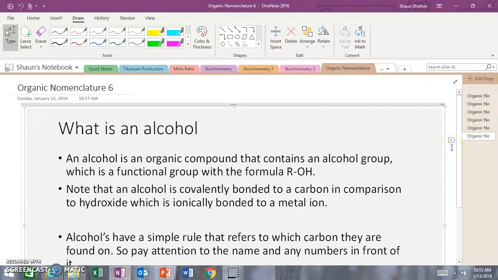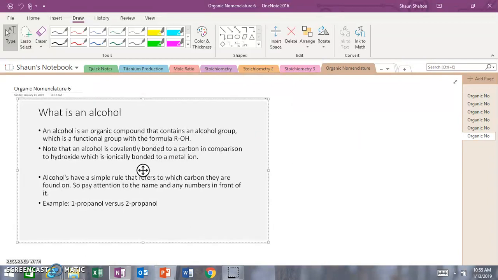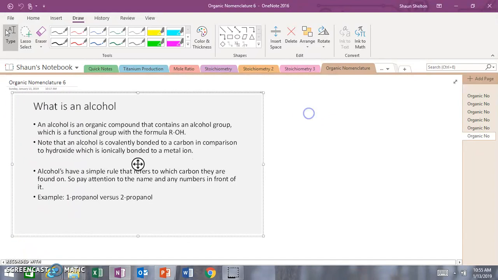We're going to talk about what is an alcohol. So now, an alcohol is an organic compound that contains an alcohol group, which is a functional group, and has the formula of ROH. So we have the OH here.